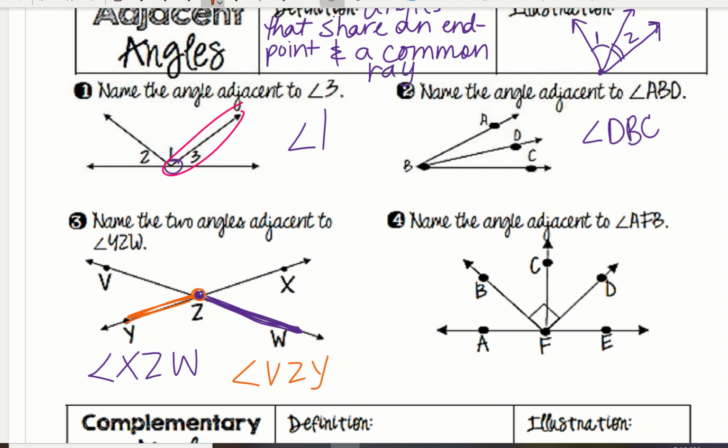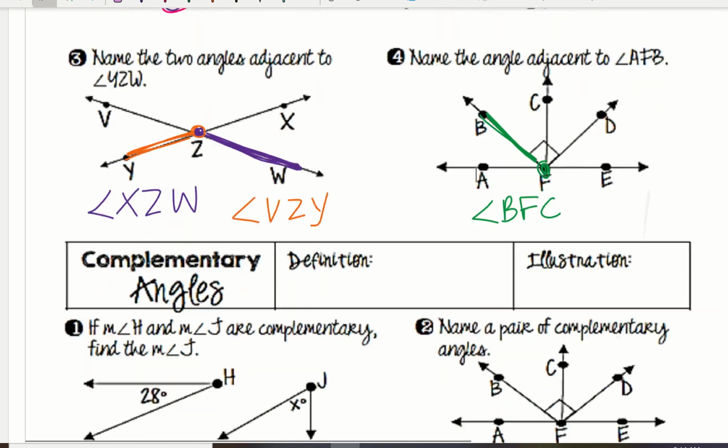Alani, for number 4, what angle is adjacent to AFB? Those are the correct letters. I'm just going to change up the order just a little bit. Remember, we always go from endpoint to vertex and then to another endpoint. So BFC, they share that vertex and then that line, BFC. Okay, so adjacent angles we're good on? Not difficult really at all, right?